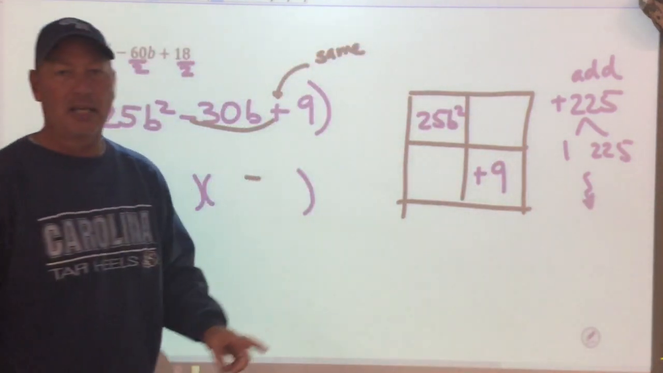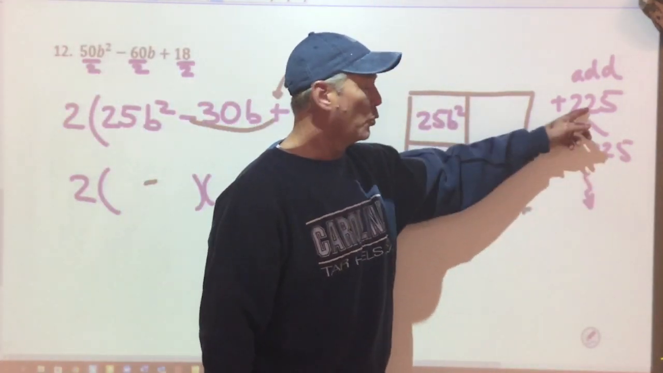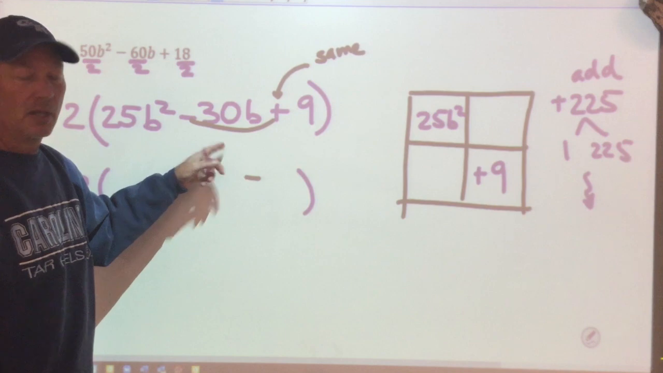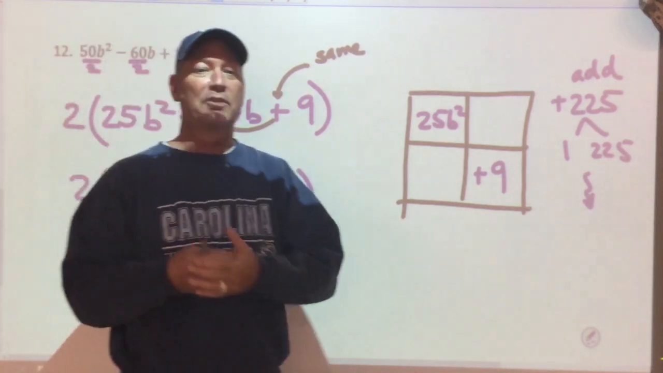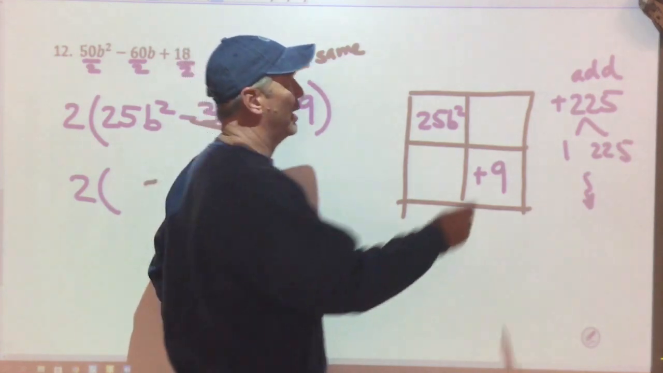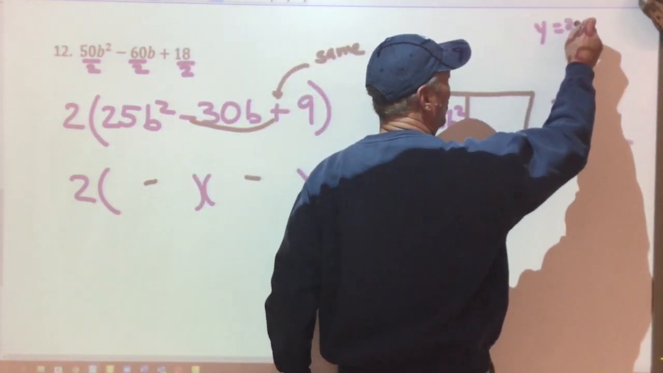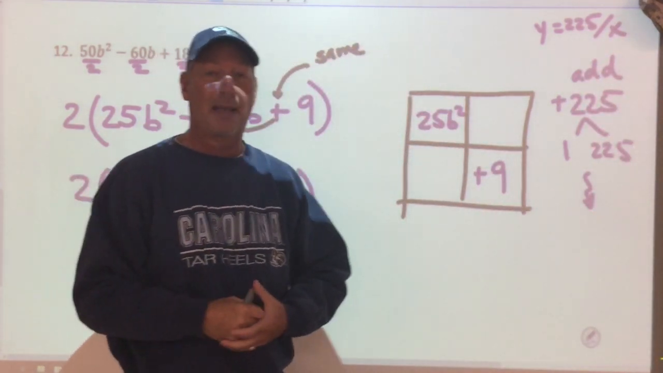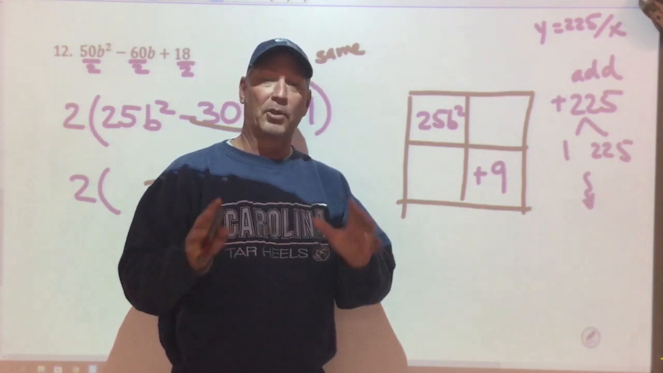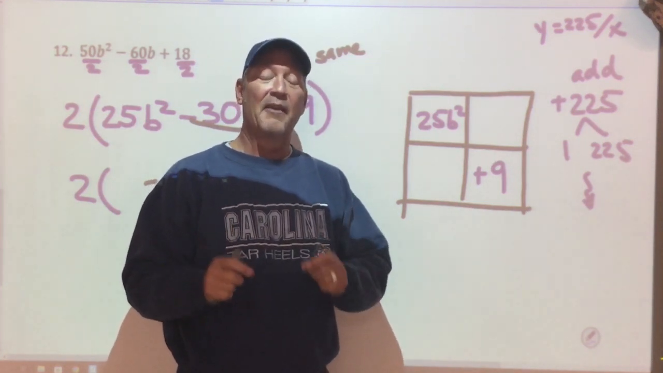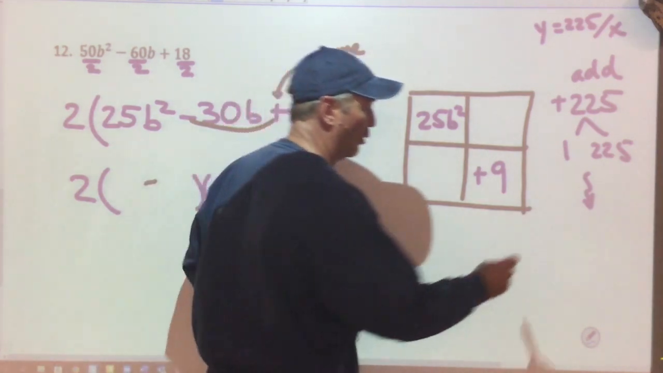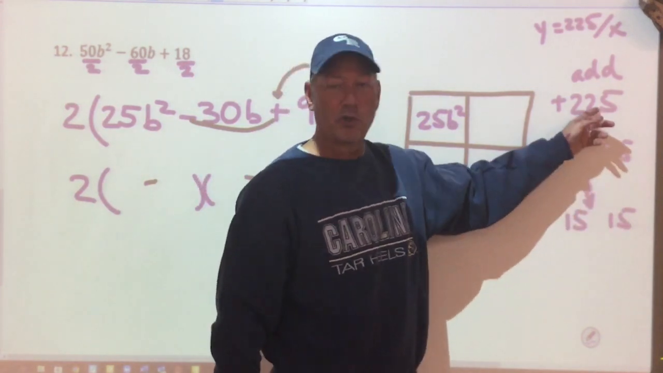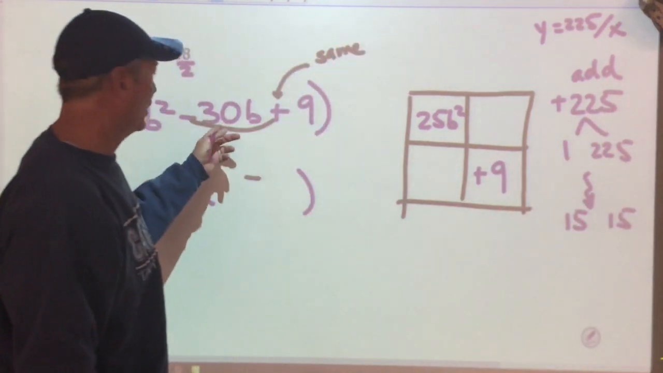We want to find a combination that multiplies to get 225, but when you add them, they will add up to 30. Remember, you can use your calculator and say y equals 225 divided by x. You can put it in your calculator, then you can go to Control T and look at your table as the graph. I'm going to save you some time. This turns out to be 15 times 15. So my numbers are going to be 15 and 15. When you multiply them, that's going to give you 225. When you add them, it will give you 30.